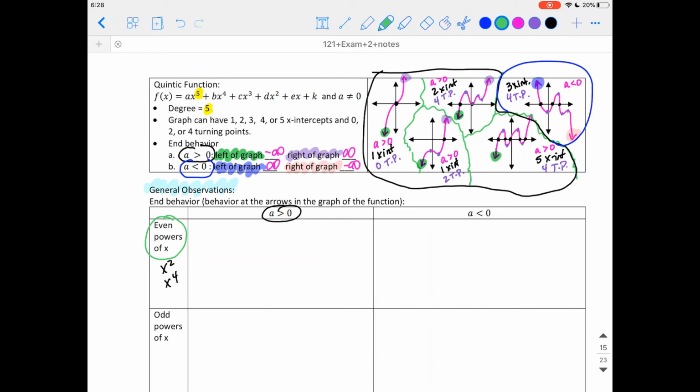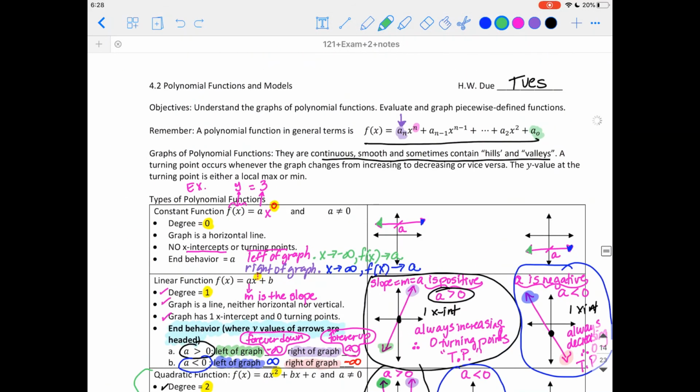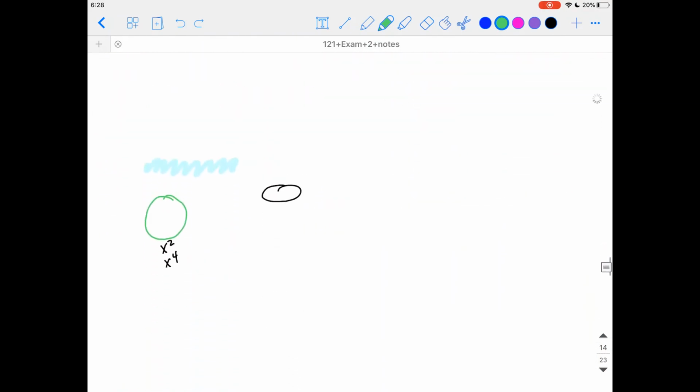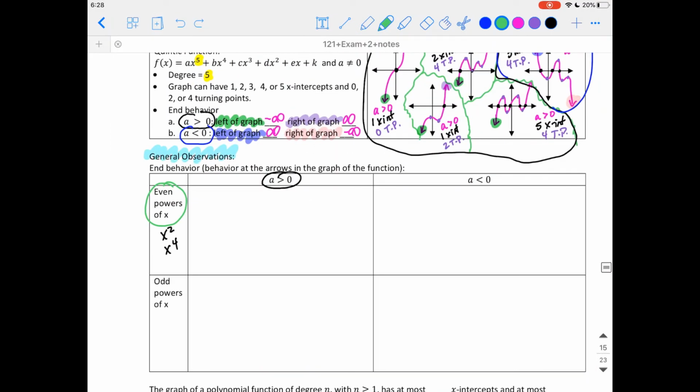So for A greater than 0, let me write this down. Okay, now I'm having way too much fun with my colors. So for even powers, okay. So as x heads towards infinity, which is forever, right?